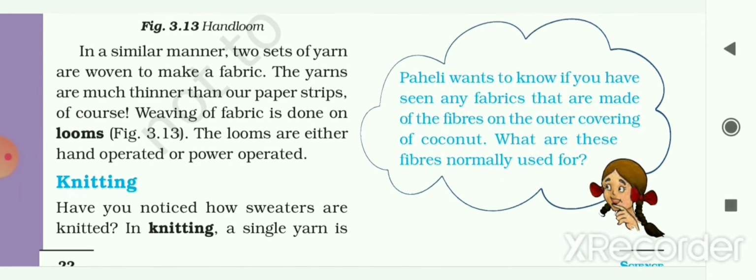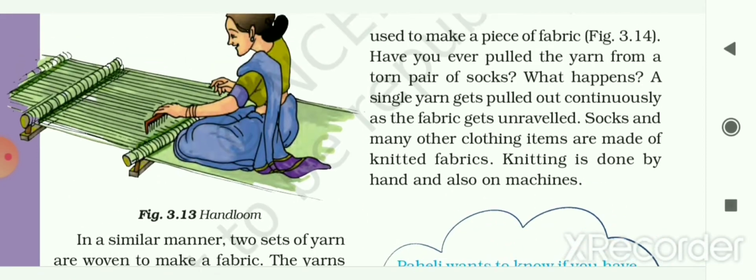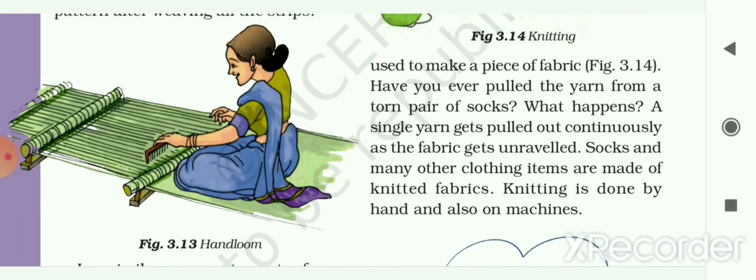In a similar manner, two sets of yarn are woven to make a fabric. The yarns are much thinner than our paper strips, of course. Weaving of fabric is done on looms, and the looms are either hand operated or power operated. The loom which is hand operated is known as a hand loom. Here in the picture, a hand loom is shown to you.